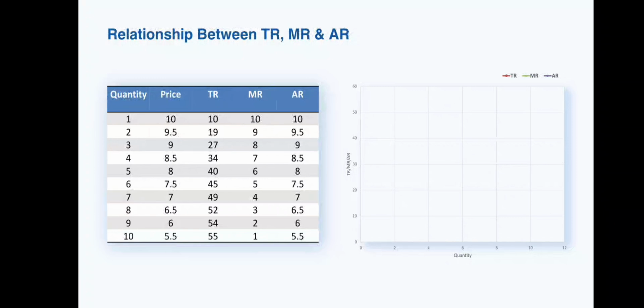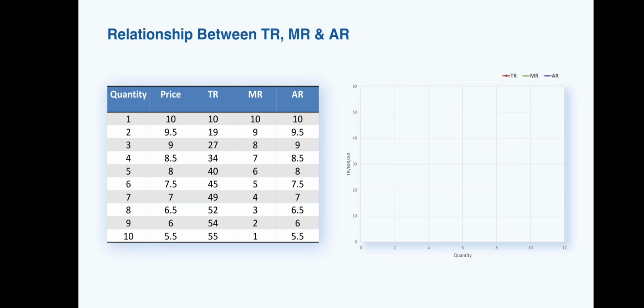Now there is AR, average revenue. We have learned that it is total revenue divided by quantity. Therefore, in the first case we get the value 10 by dividing the total revenue value 10 by 1. Then in the second case, we see that we get the value 9.5. How do we get that?